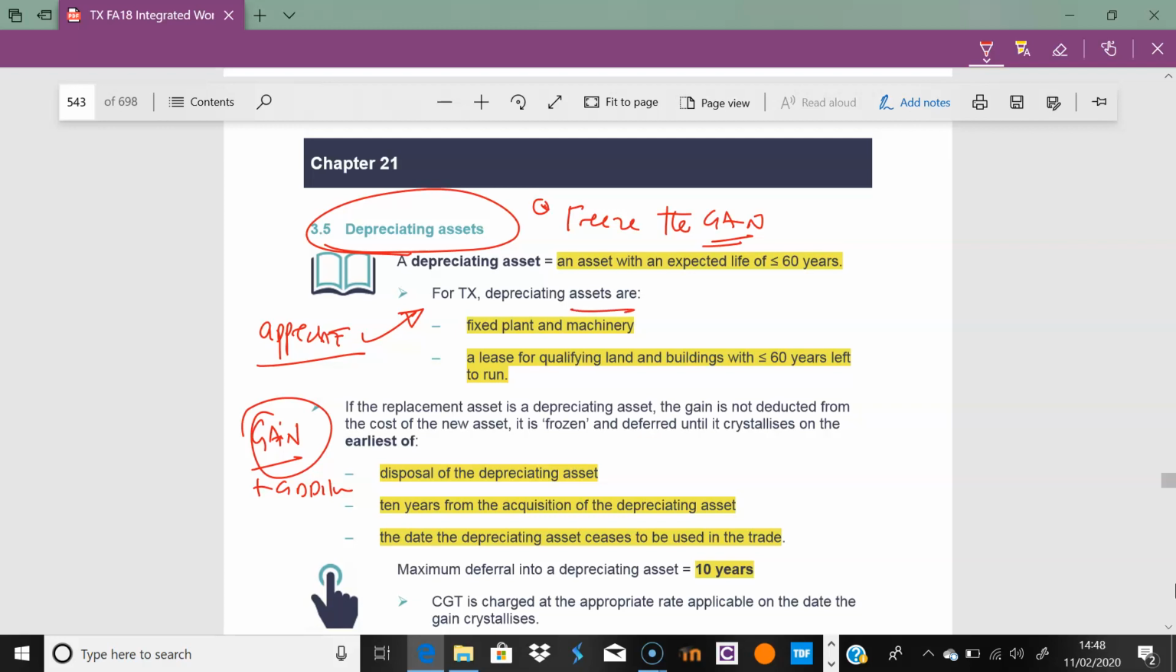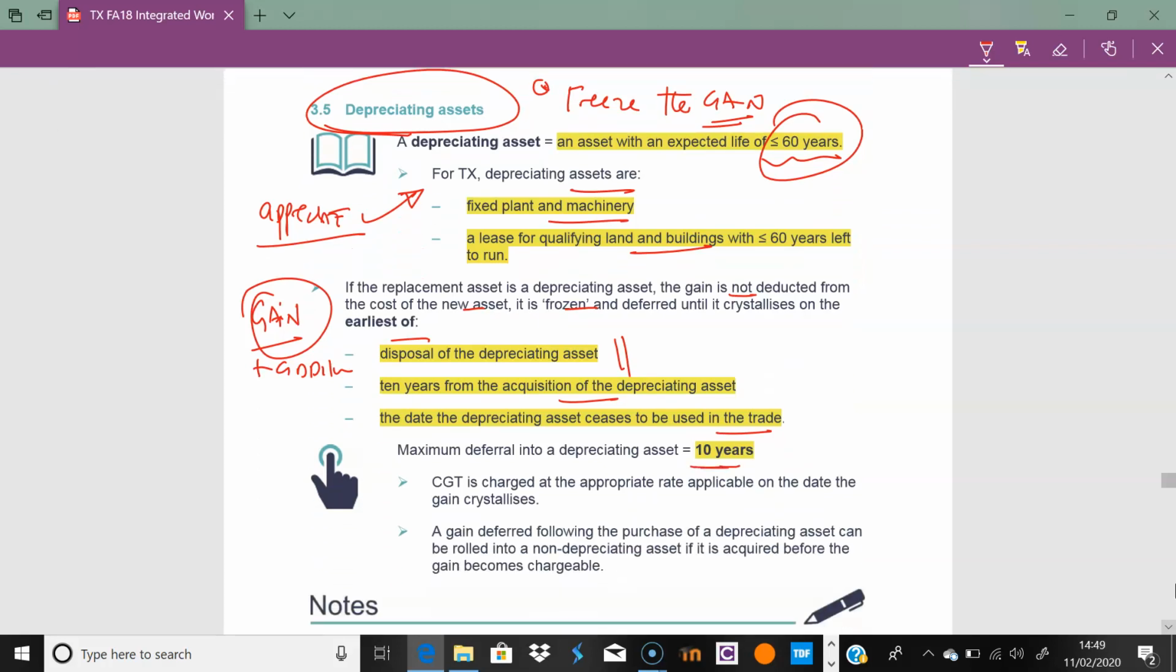So for depreciating assets, fixed plant and machinery, the benchmark is if it has an expected life of 60 years, do not roll over into it. The gain is not deducted from the cost; it's just frozen. And we don't have to pay anything. We just hold it until we actually dispose of the depreciating assets, or 10 years after the acquisition, if you like. So basically, within 10 years, that gain will crystallize at some point.